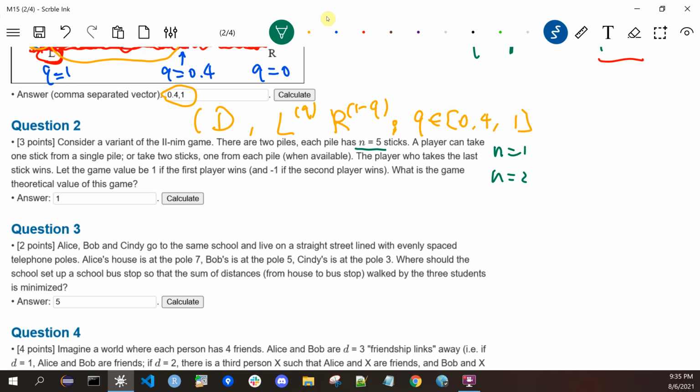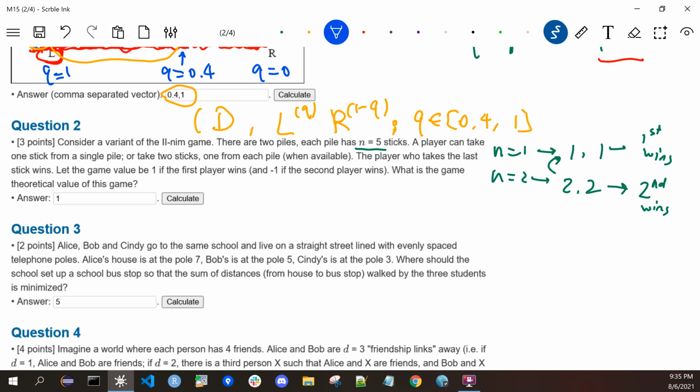Okay, so let's get started with the n equals 1 case. When n is 1, we have 1, 1. So obviously, the first player will win. Right? The first player can just take 1 from each pile, then the first player wins. So when n is 2, so 2 and 2, there are 2 possibilities. One is the first player can take 1 stick from each pile, then it just becomes the 1-1 game, and in that game the first player wins, and the first player in the 1-1 game is the second player in the 2-2 game. So in that case, the second player wins.